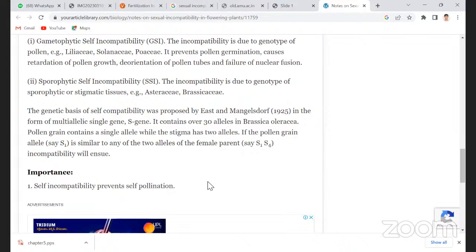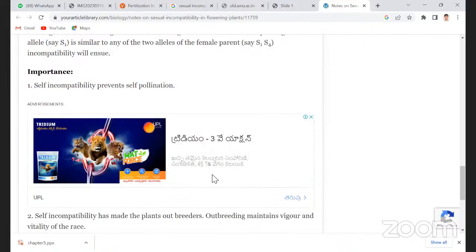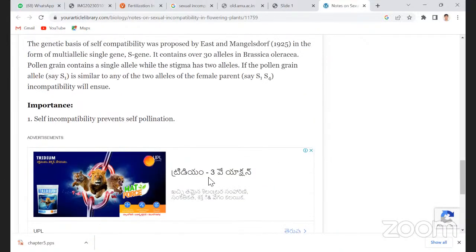The pollen grain contains a single allele, while the stigma has two alleles. If the allele in the pollen grain is similar to any of the two alleles of the female parent, say S1, S4, the incompatibility will ensue. So, some importance of self-incompatibility: it prevents self-pollination. These are some points given in the importance.